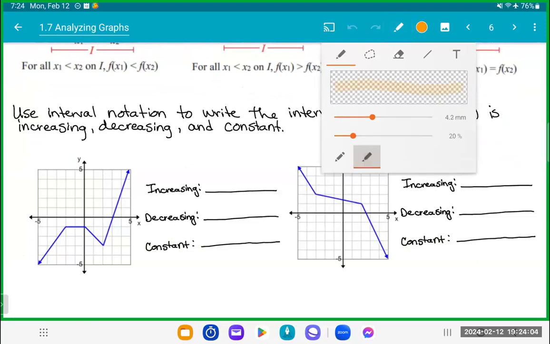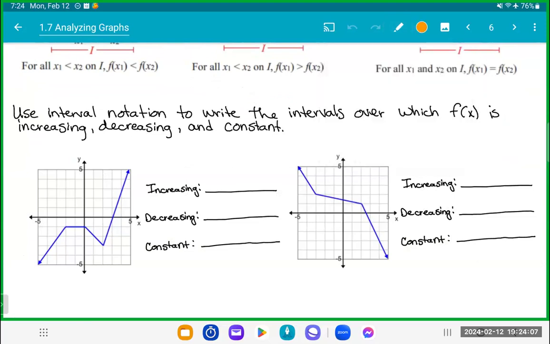Okay. And so here we have increasing. So I could see when I go from left to right, I'm increasing here and I'm increasing here, right? So I could say that this graph is increasing from negative infinity to negative 2. And it's increasing from positive 2 to positive infinity. And those are for X values, not Y values, okay?